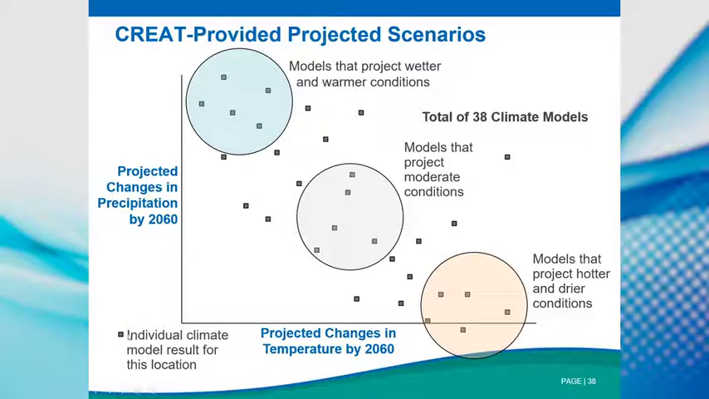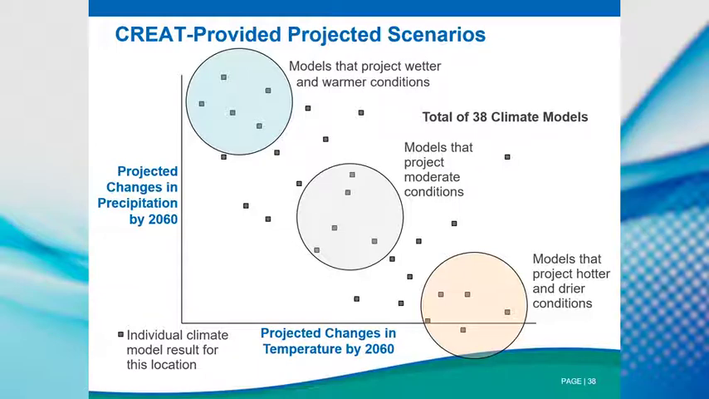If you look in the bottom left corner, it says there's individual climate models. And basically the way CREAT is set up, for each location of the United States, imagine there's a gigantic grid laid over the country. And within each one of those cells, 38 different climate models are run for that particular location. And so these circles, which I'll explain in a second, are the results of those 38 climate models being run. And these models come from what's called the IPCC Fifth Assessment Report.